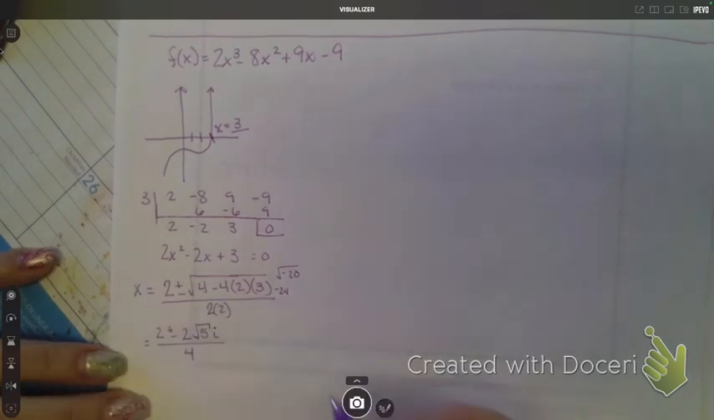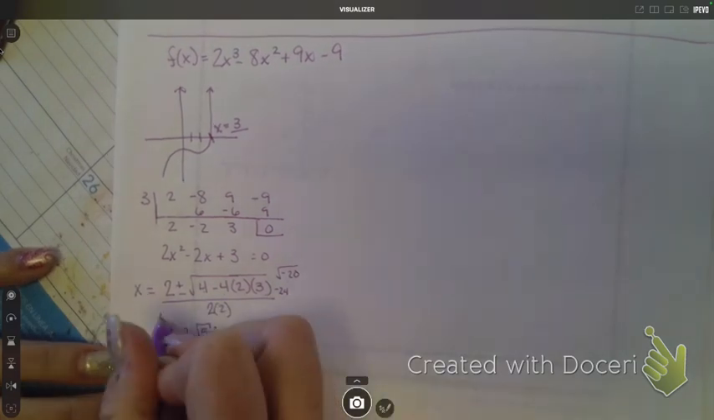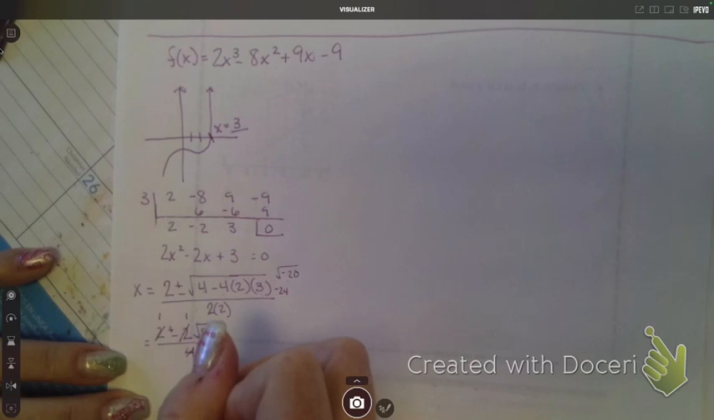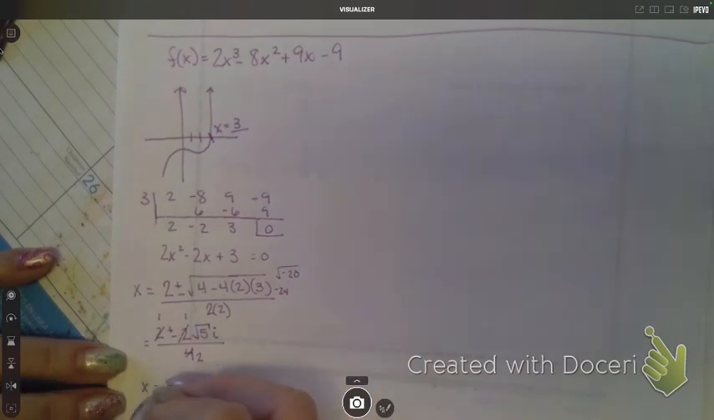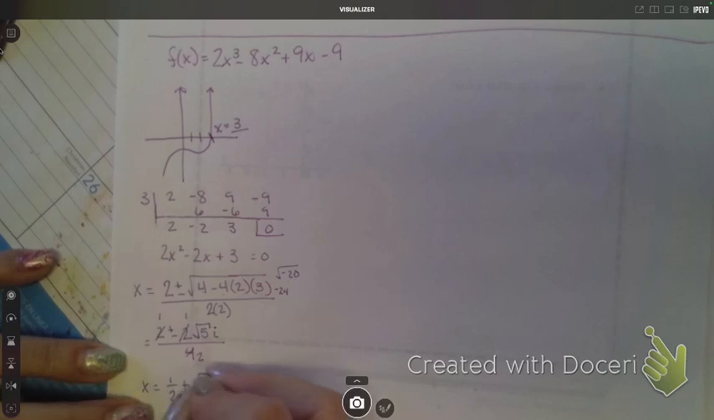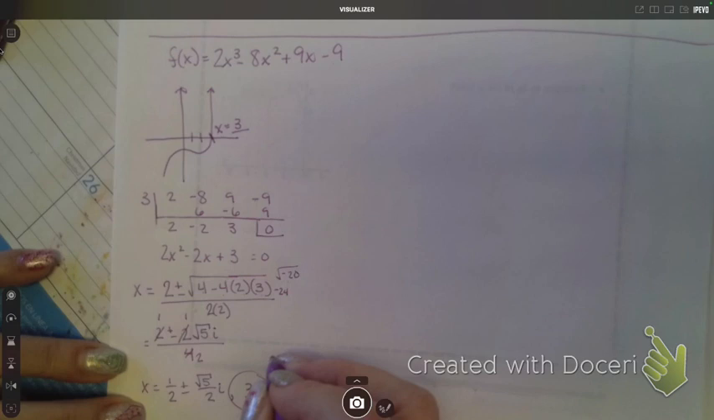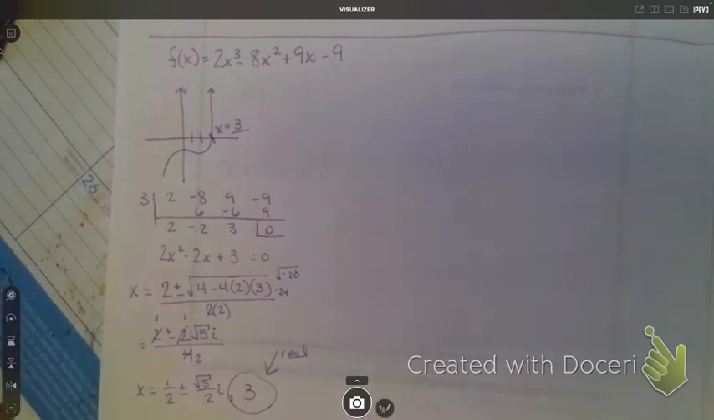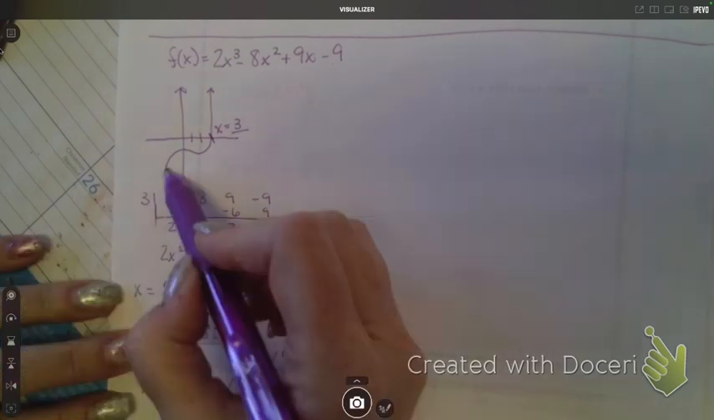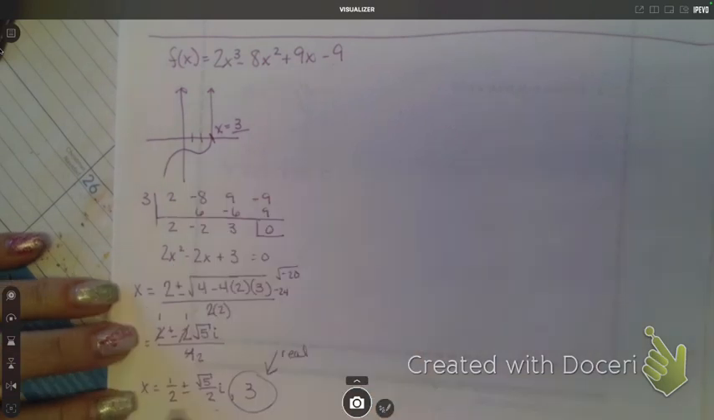I can reduce out a 2. So x equals 1/2 plus or minus the square root of 5 over 2 i, and 3. So the only real one is 3. So if I were to graph, the only one that I would really acknowledge would be the 3. I could put a little dip to give me this.